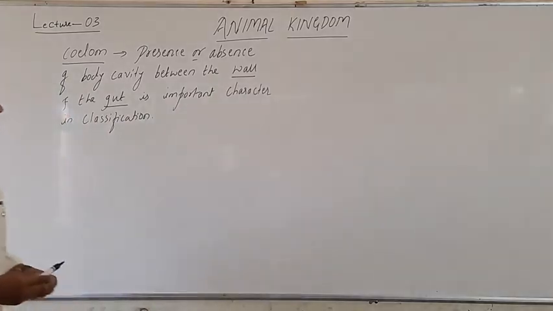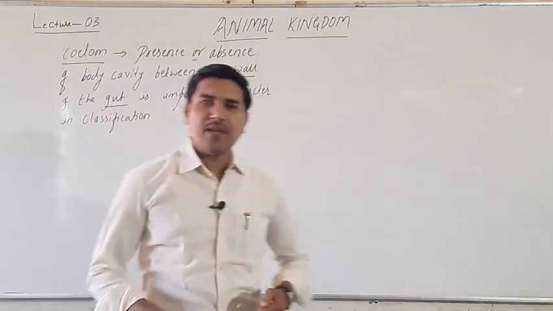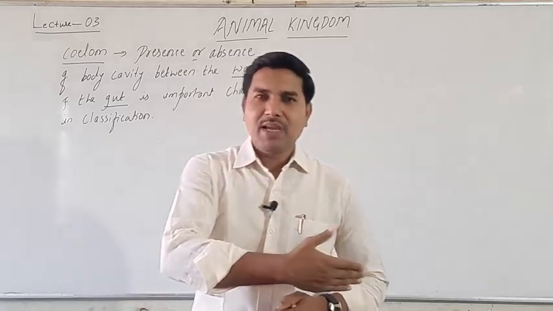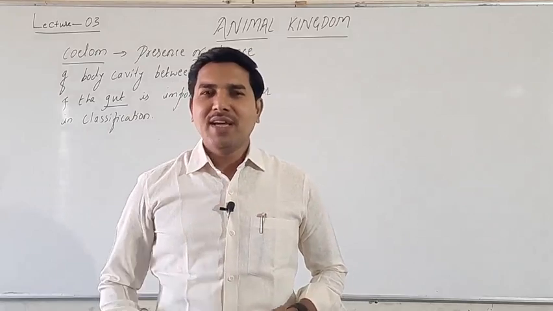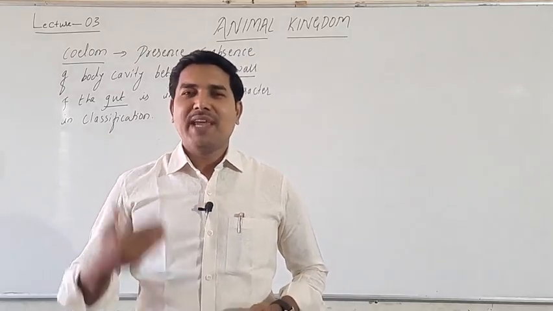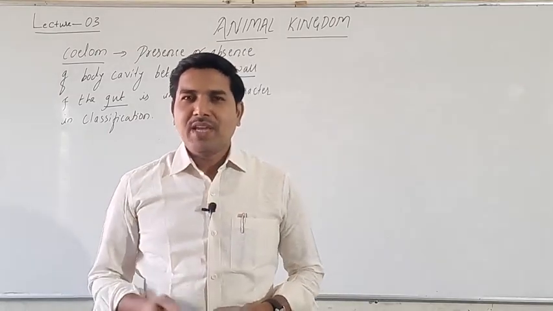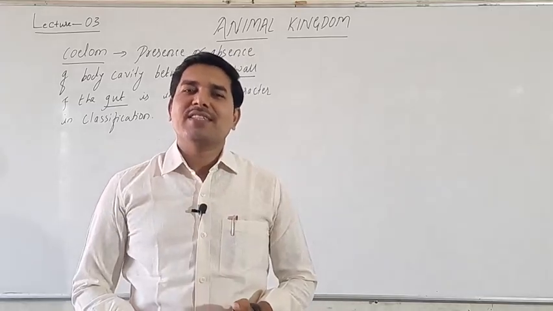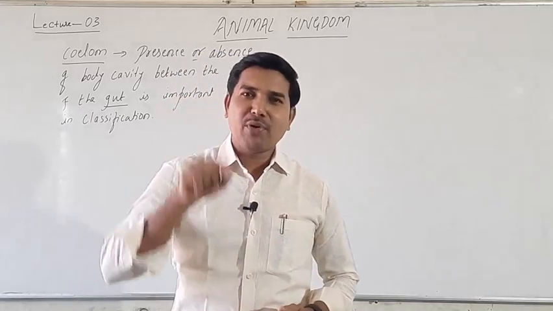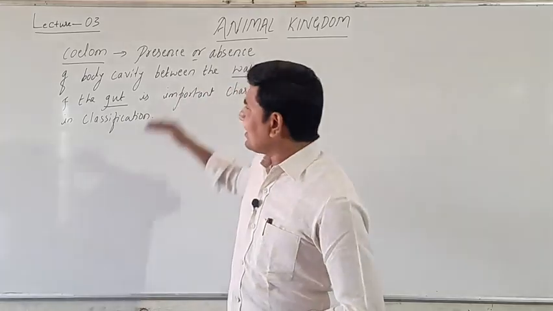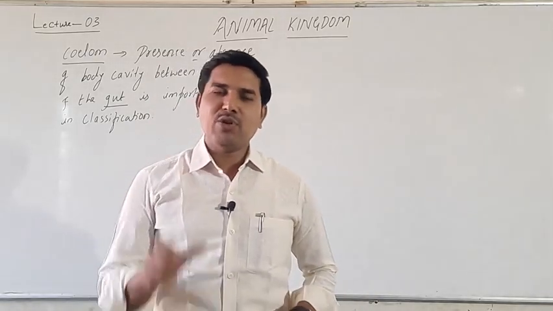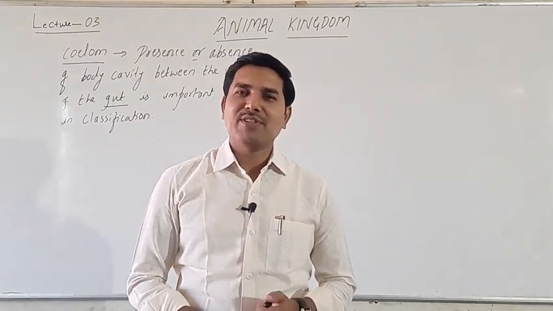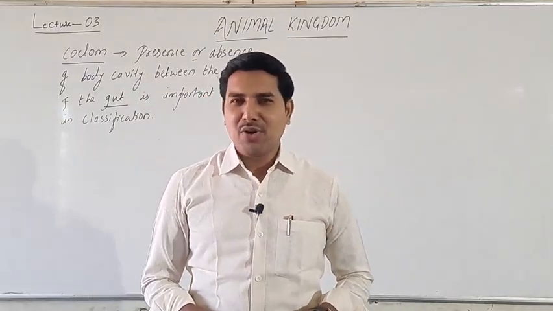Body cavity between the wall and the gut: that means externally there will be a body covering called the wall. The gut is nothing but our digestive system. In between these two, if there is a cavity or a space in the embryonic stage, such a space we call a coelom. That's why the coelom becomes an important characteristic feature for differentiating organisms.